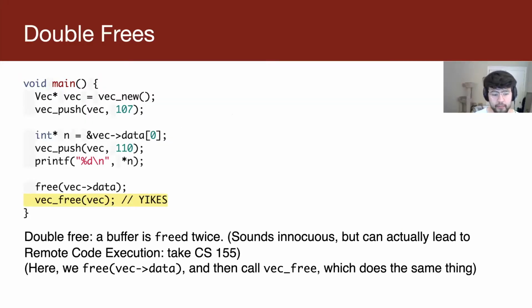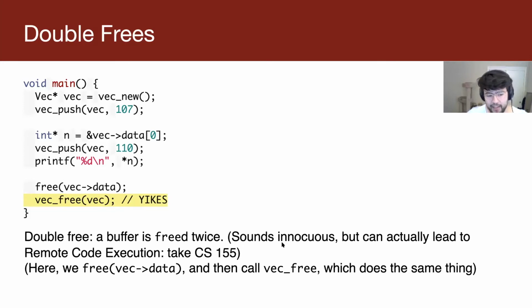It also has some double frees. If you look in the last 2 lines of main, what it's doing is it's calling free on vec data. And then it calls vec free, which if you look at the implementation of this, also calls free on vec data. And so it's actually freeing this buffer twice, which is not so good. And this might sound innocuous, right? It's like, we just called free twice. What's the big deal? Nothing really terribly wrong here, right?